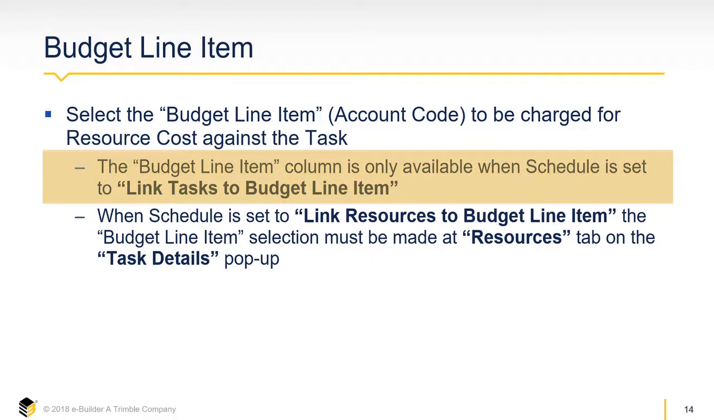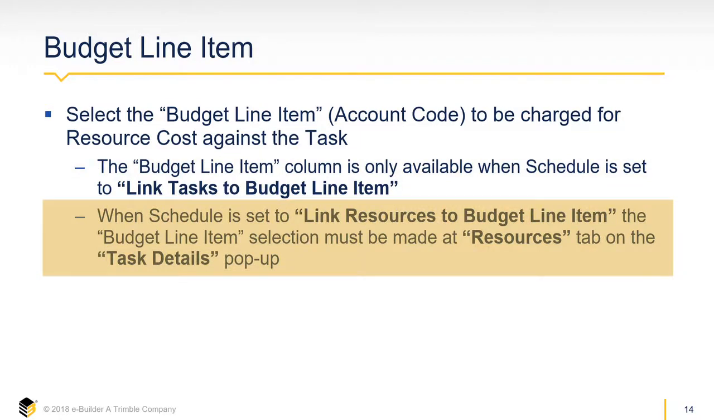The budget line item column is only available when the schedule is set to link task to budget line item. If you had set the schedule to link resources to budget line item, there won't be a column at the task level because each task can have multiple resources charging different account codes. So instead, you'll have to navigate to the task details pop-up and go to the resource tab. And then on the resource tab, you will be able to pick the appropriate budget line item for each resource.